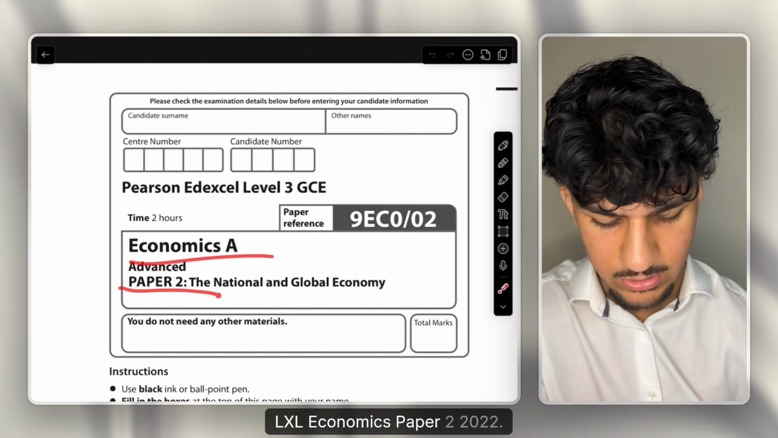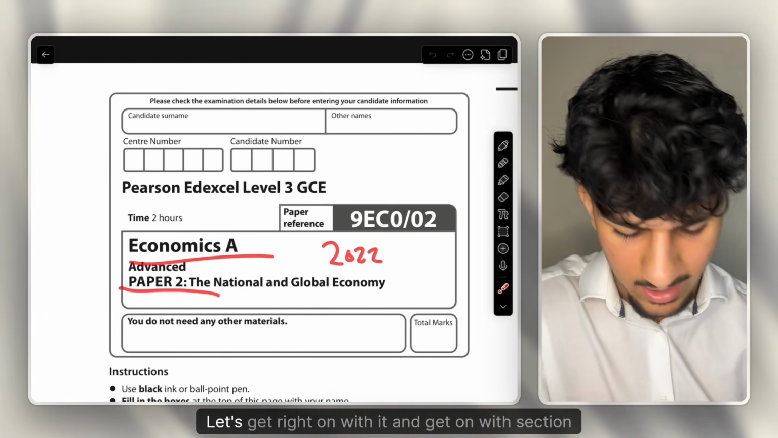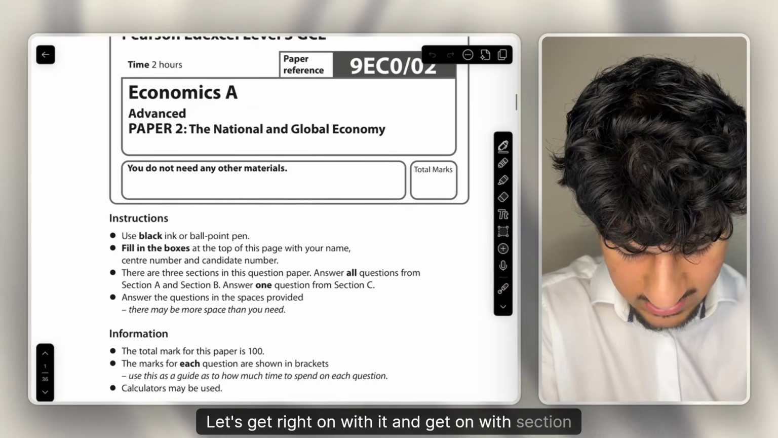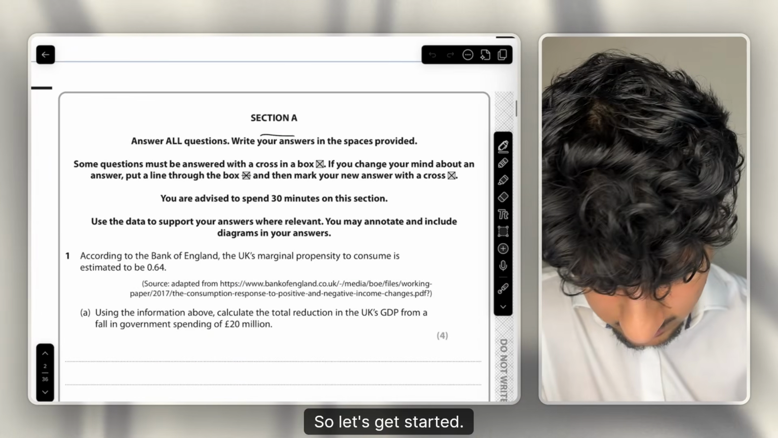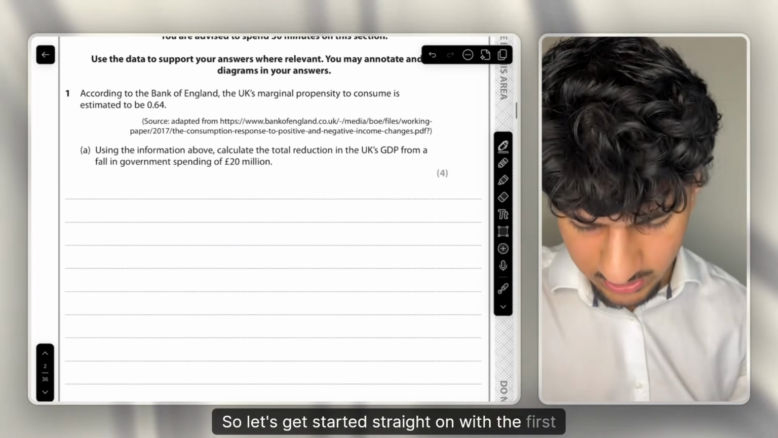Edexcel Economics Paper 2 2022. Let's get right on with it and get on with section A. So let's get started straight on with the first question.